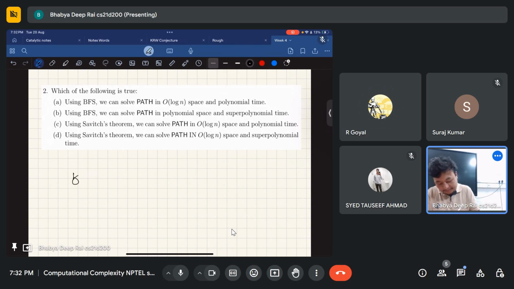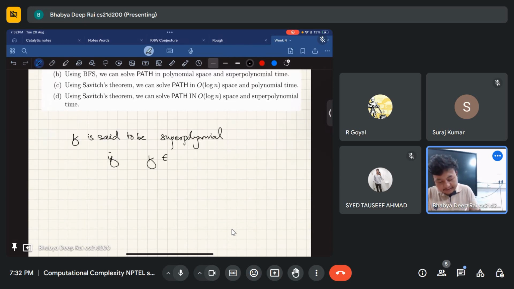F is said to be super polynomial if f is not in big O of n to the c, or you can just write f is little omega of n to the c.